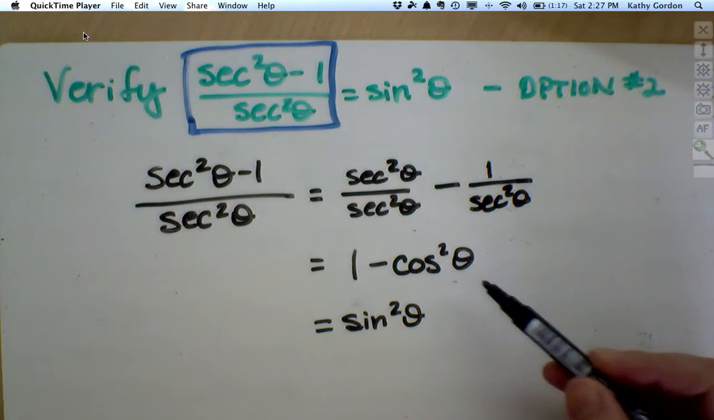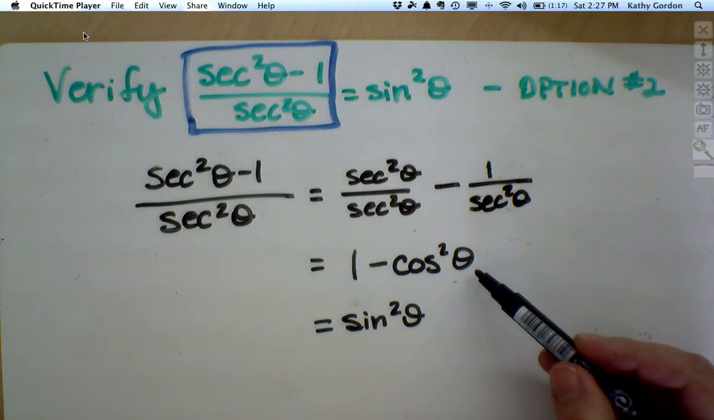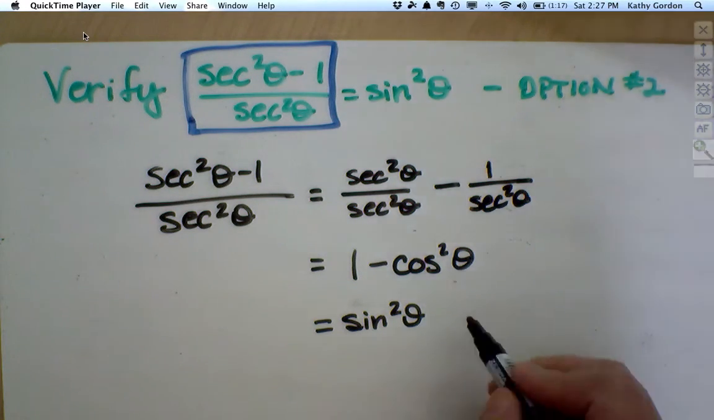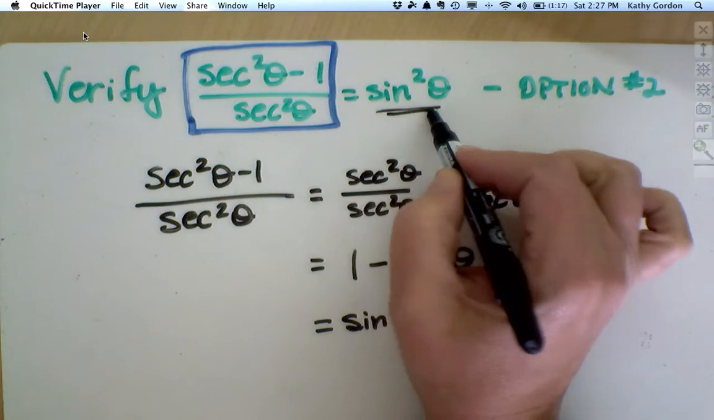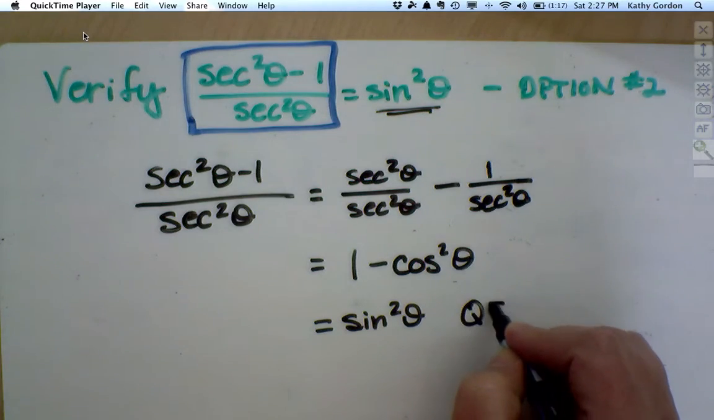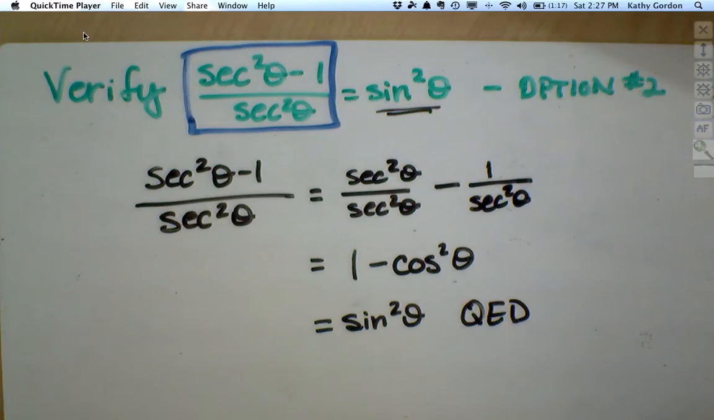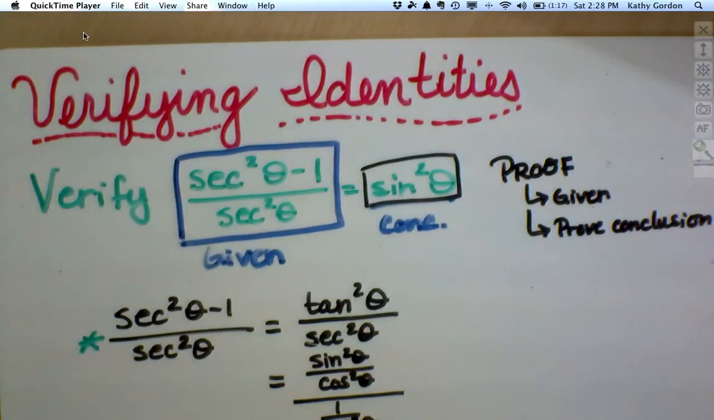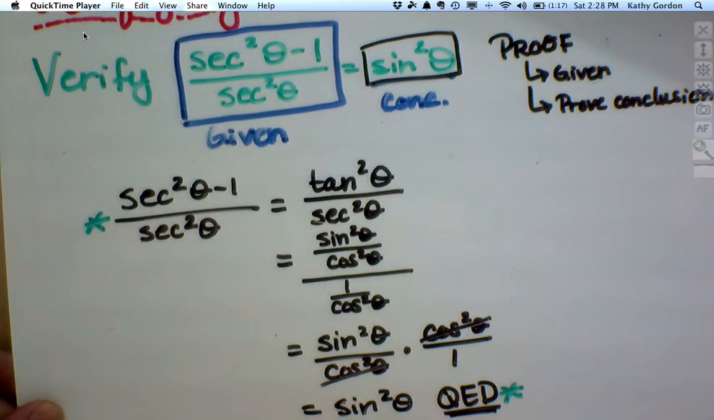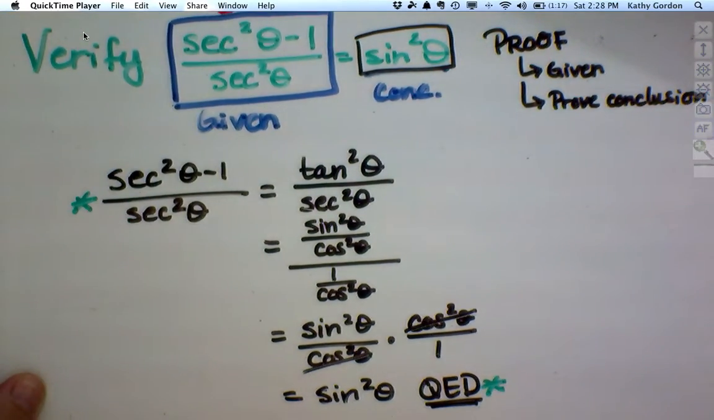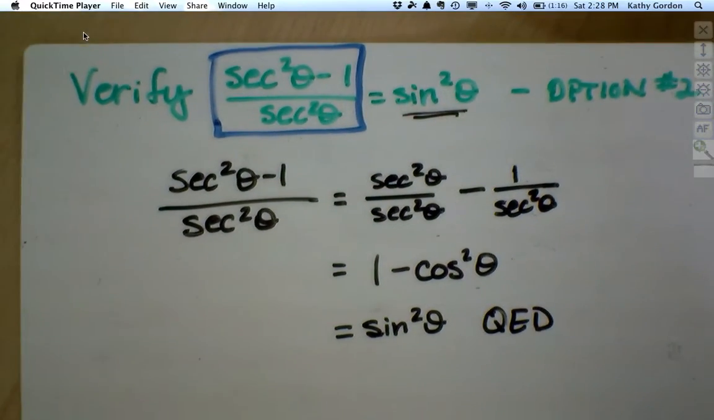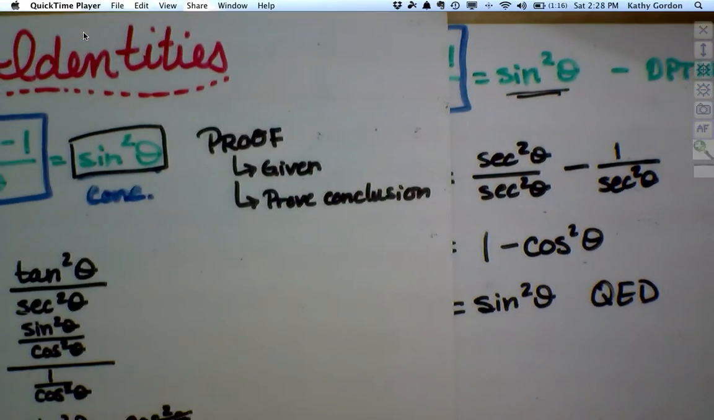One minus cosine squared is just a slightly different version of the Pythagorean identity, and it would be equal to sine squared. And again, that's what we were looking for. And so we're done. So when you compare these two, here's our first example, and here's our second example. You notice the second example has slightly fewer steps to it.